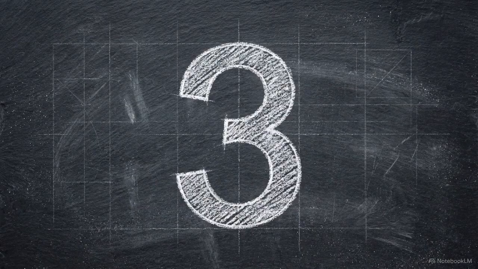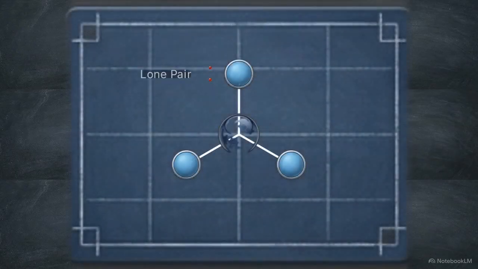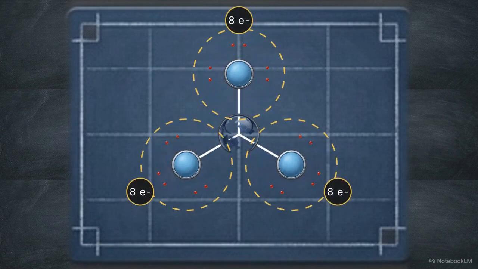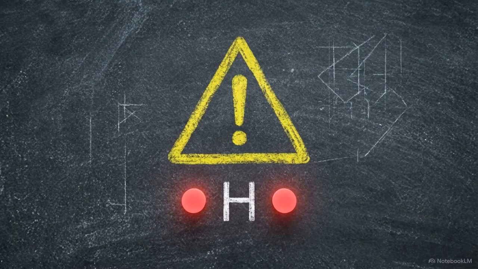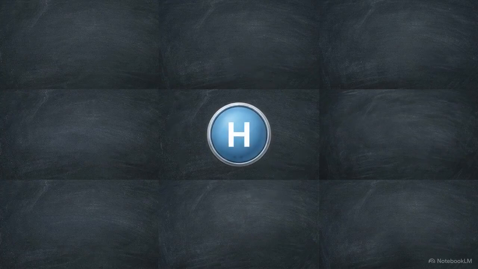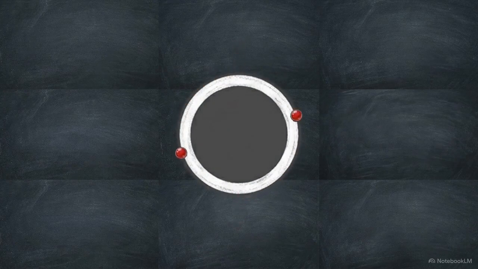Step 3 is to satisfy the terminal atoms. We do this by adding lone pairs, which are simply non-bonding pairs of valence electrons, to the outer atoms until each has exactly 8 electrons. But there is a major exception to the standard rules. Hydrogen structural requirements are much lower. It only needs 2 electrons to be perfectly stable.